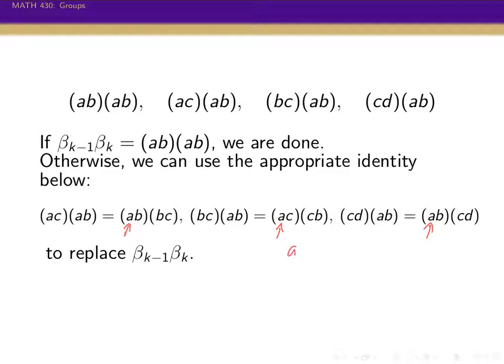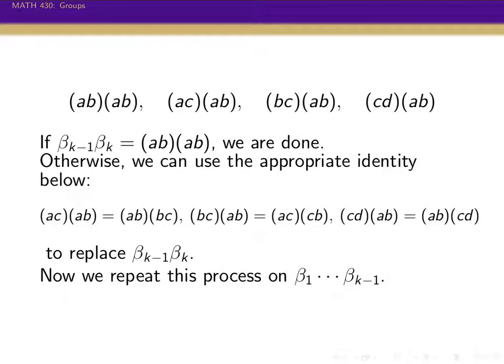So A has moved leftward and no longer appears in beta k or higher. Okay, and so we're going to use these identities, whichever is the right one, to replace beta k minus 1 to beta k, moving A to the left. Then we're going to repeat this same process, but now rather than looking at everything, just looking at beta 1 through beta k minus 1. The important thing to note is that A ended up here.